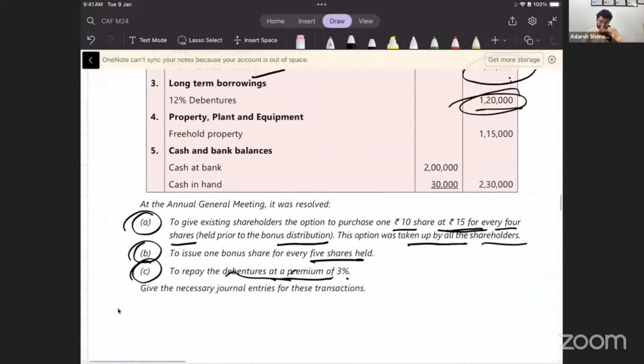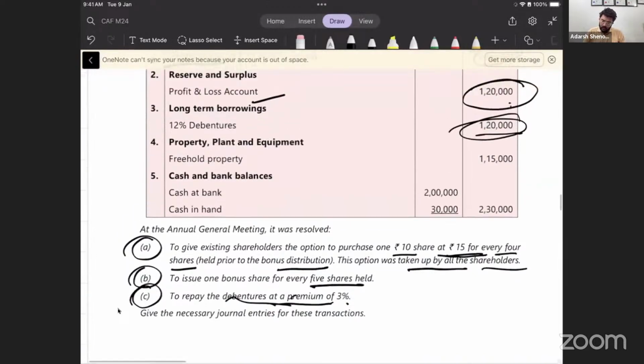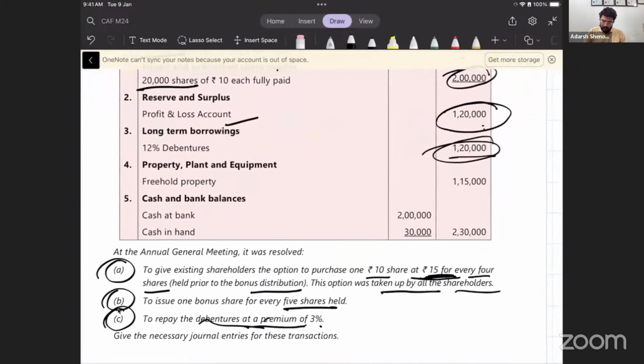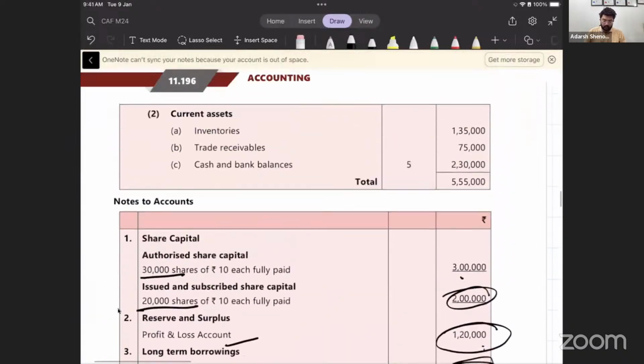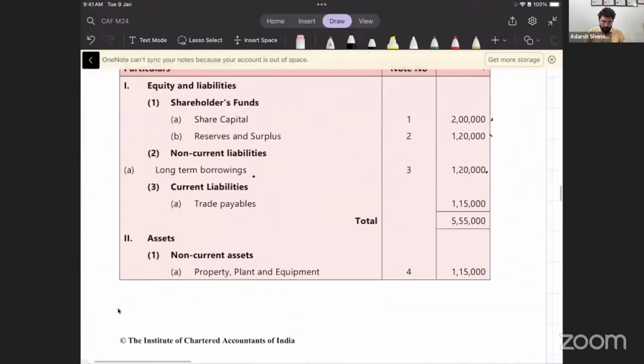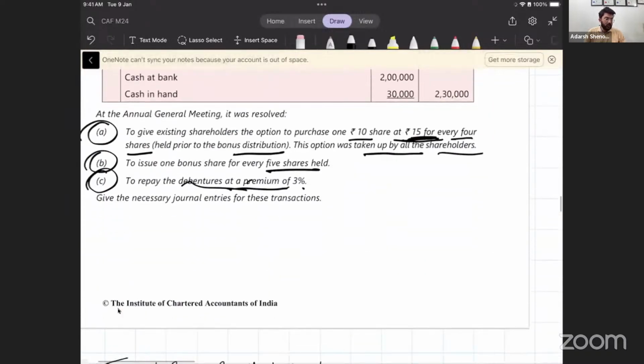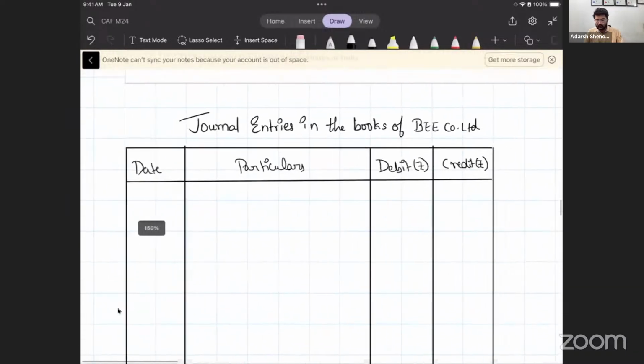Okay, first let's do the right issue. Right issue is nothing but a normal issue only. Okay, there's no special entry for right issue. They have said give existing shareholders to purchase one share for every four held. So the ratio is 1:4. Totally we have how many equity shares? 20,000. So 20,000 into 1/4, 5,000 shares I am issuing.